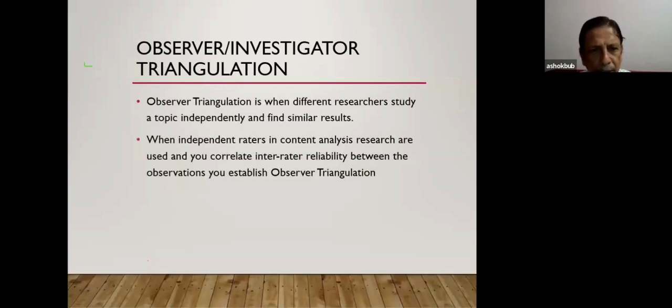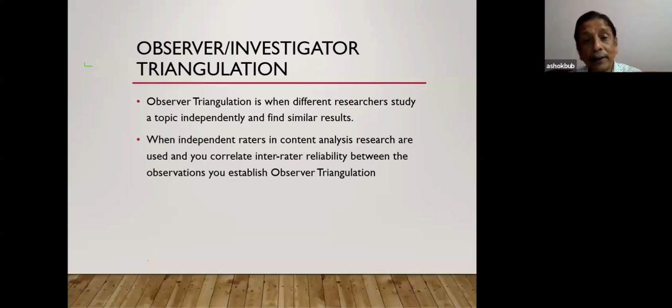So observer triangulation is when different researchers study a topic independently and find similar results. Now look at this particular component. Different researchers study a topic independently, so before this there is no contact at all. I would be doing a study on a particular problem, and another person in another university or another place would have conducted the same study. Then we try to combine and see whether we find similar results or not.